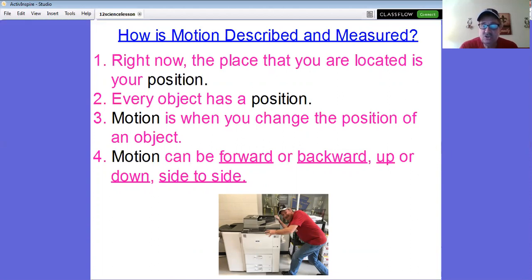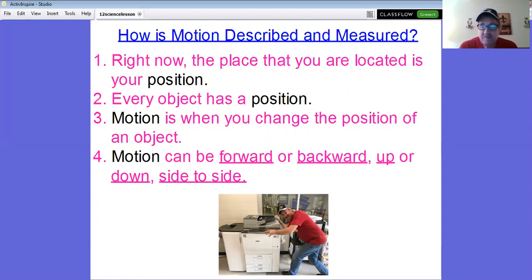Right now, the place you are located is your position. My position right now is on a couch in the family room of my home. Every object has a position. Now, motion occurs when you change the position of that object. Motion can be forward or backward, up or down, side to side.